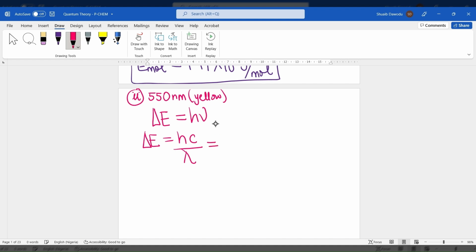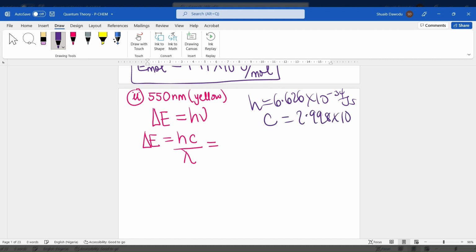So you end up with Planck's constant. Remember, Planck's constant is 6.626 times 10 to the power of negative 34 joule seconds. And the wavelength is simply 550 nanometers. And then the speed of light is 2.998 times 10 to the power of 8 meter per second. So we're going to substitute all of that here.